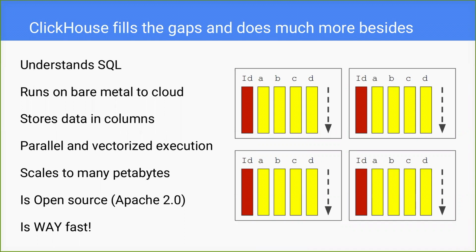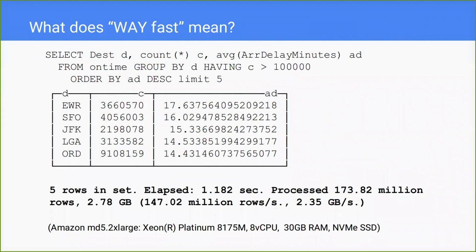It scales to many petabytes. It's open source, so no licensing problems, and it's way fast. And I think that when people talk about ClickHouse, it's the speed that really impresses people. And that's the number one thing that people mention. So what do we mean by way fast?